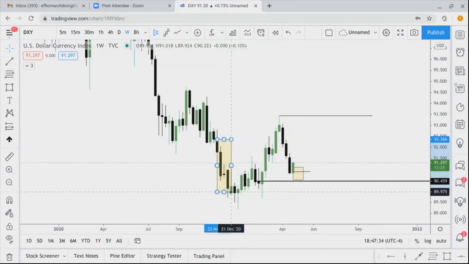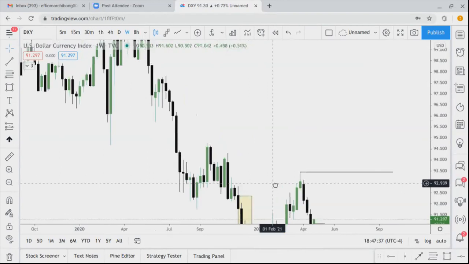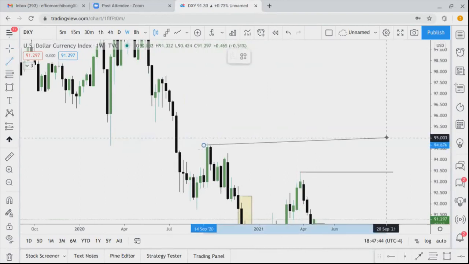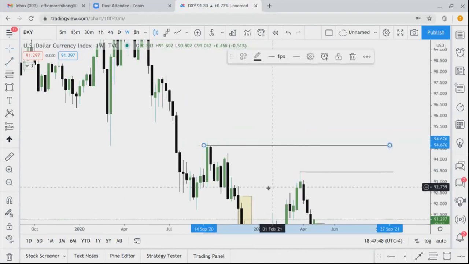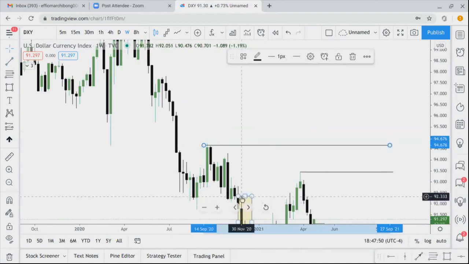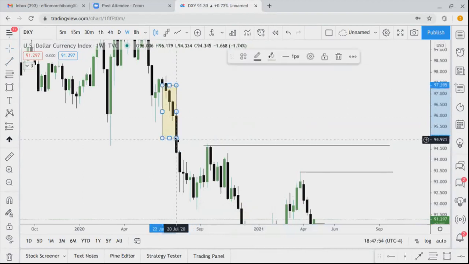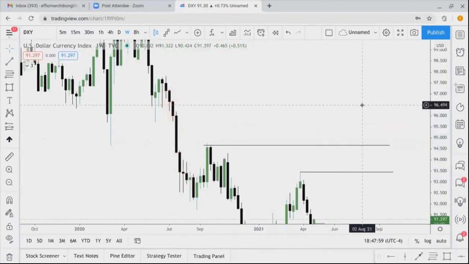The same thing happened here. Went up and cleared all of them. And then when the DXY clears here, and then eventually clears this high, then that simply means what's going to happen next? The market is going to go all the way up and take away all of this here. But let's focus on what we're looking at right now.